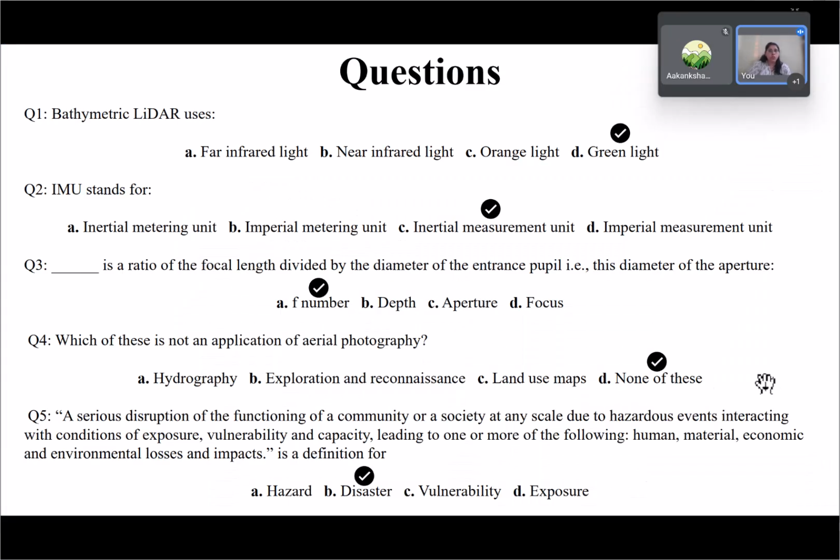Right. So the first one, bathymetric, is green light. The other one, which is topographic, was near infrared. It's okay, it's just for your own vision. IMU is inertial measurement unit. Focal length, when you divide it by the entrance pupil or by the aperture diameter, is the F number. Which of these is not an application of aerial photography? All of these are, so none of these is the wrong thing. And disaster, as you had correctly guessed, this is about the disruption of normal functioning.